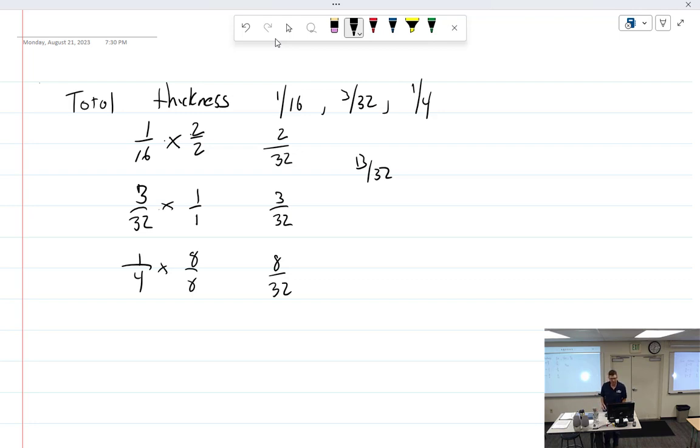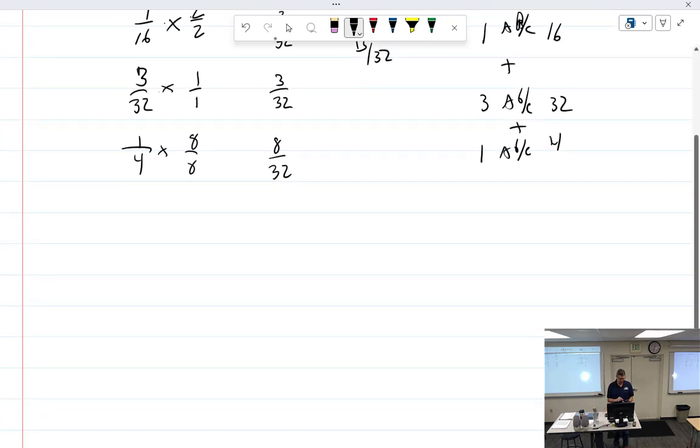So how would we do this one? Punch it in. What are you going to punch in? Right, everybody remember that ABC key? Some of you, it's only been 2 weeks. Some of you, it's been a couple months since we did that. So quite simply, it would be 1, ABC, 16, plus 3, ABC, 32, plus 1, ABC, 4. And what do you get? 13/32.